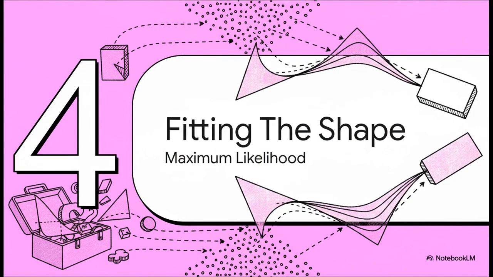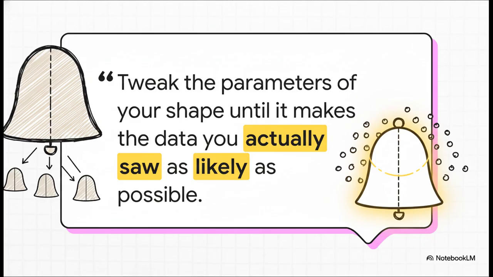So having this toolkit is awesome, but it's really only half the battle. We've got our data, and we've got our set of ideal shapes. The next big question is, how do we pick the right shape from the toolkit and then stretch and shift it so it perfectly fits our specific data? The core idea here is just so clever and powerful.